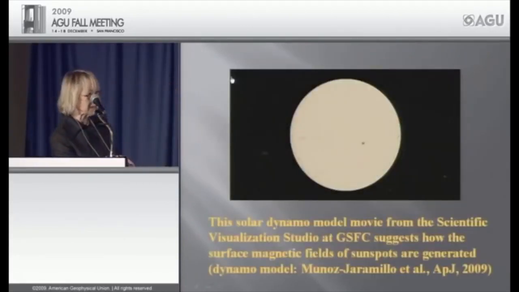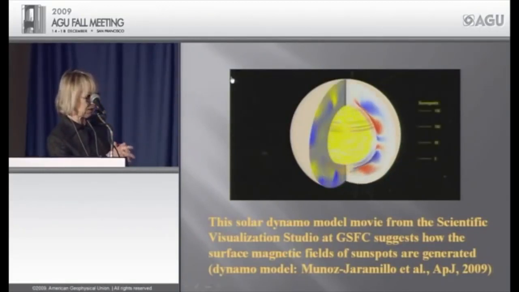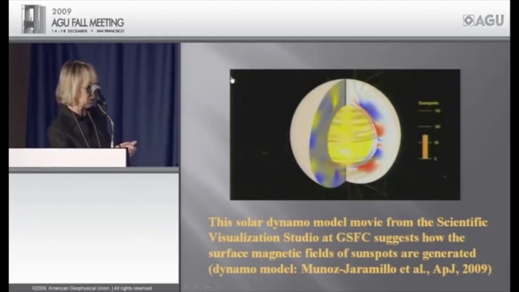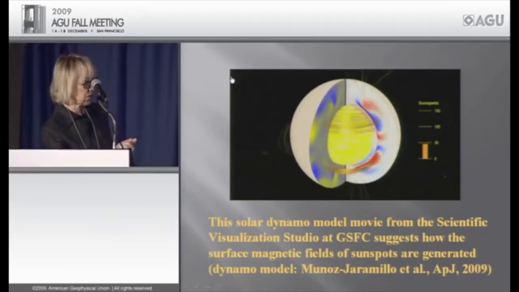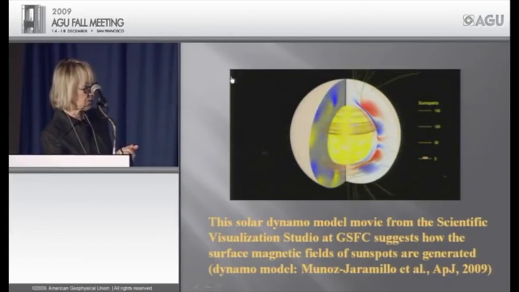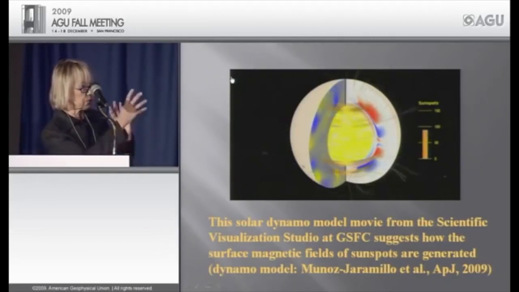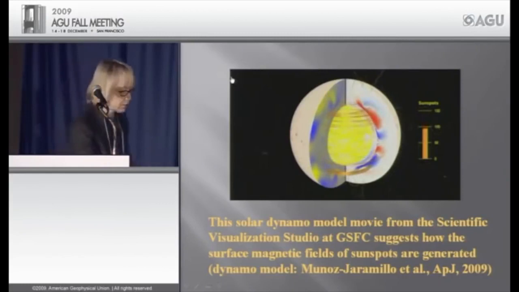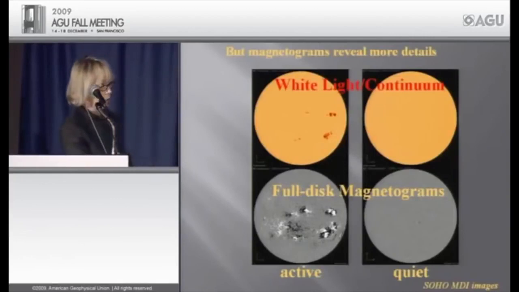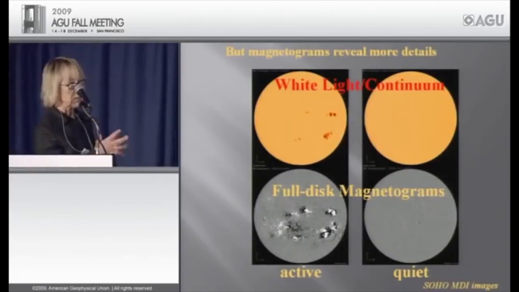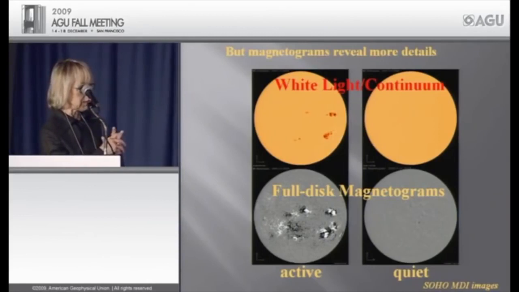We are progressing in our fields to the point where there are solar dynamo models, such as this one from the Goddard Scientific Visualization Center, of a new model that uses helioseismic data to model the interior convection of the sun and wind up toroidal fields and produce poloidal fields that poke out of the surface and produce the surface fields. So we are getting better all the time in our ability to understand the origins of what we're seeing on the surface. But magnetograms reveal the details that we care about ultimately in the interplanetary medium.